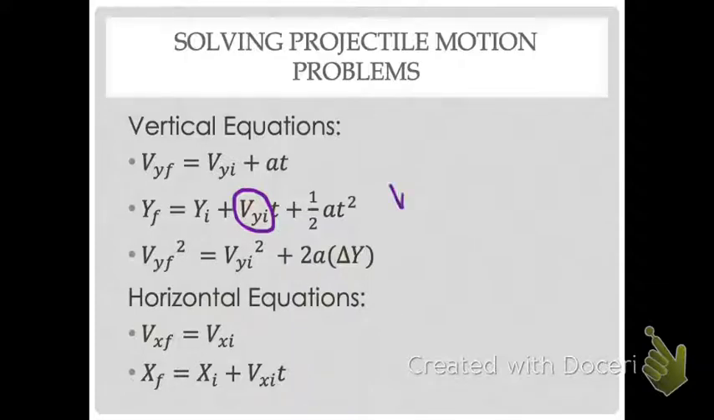Right. Initial vertical velocity for rolling projectiles is always zero. So if this term is zero, that drops out. What do we say our initial position always is? Zero. Then that drops out, so you really only got that. Right? So for these rolling projectile problems, we will be able to simplify our equations further.